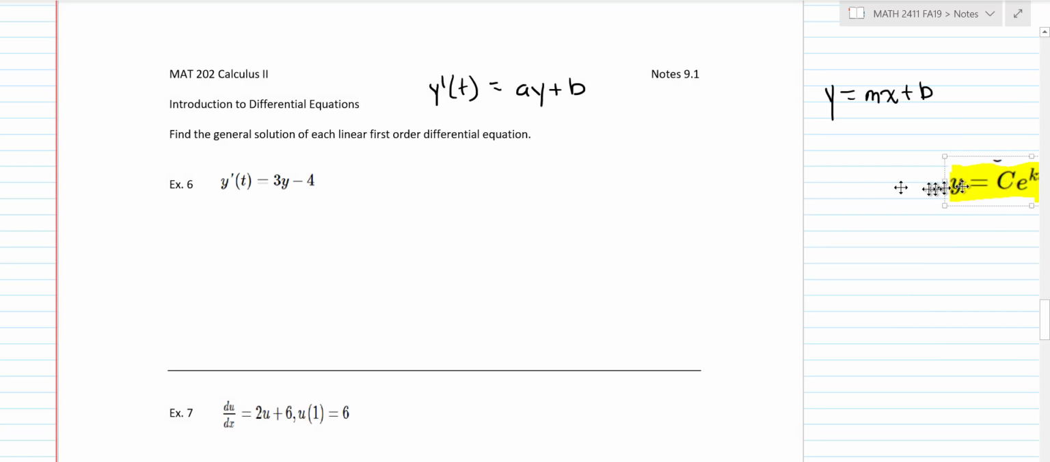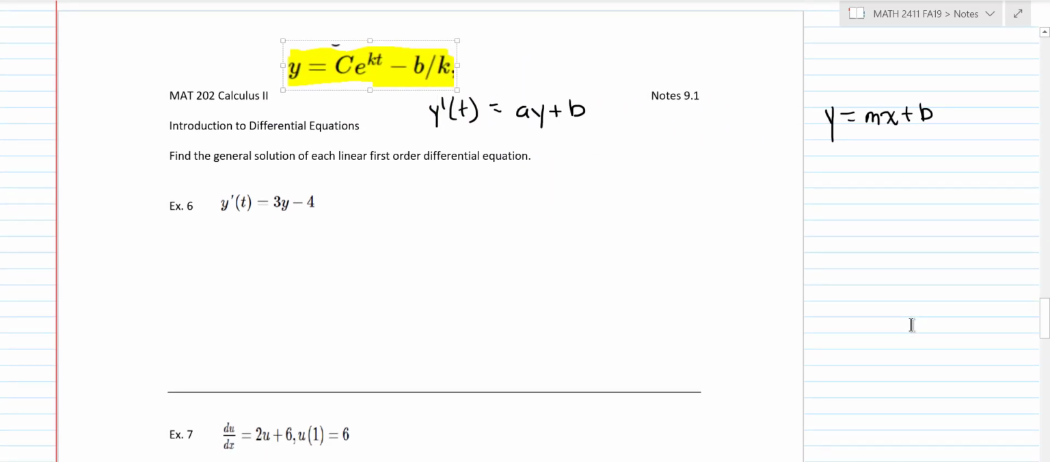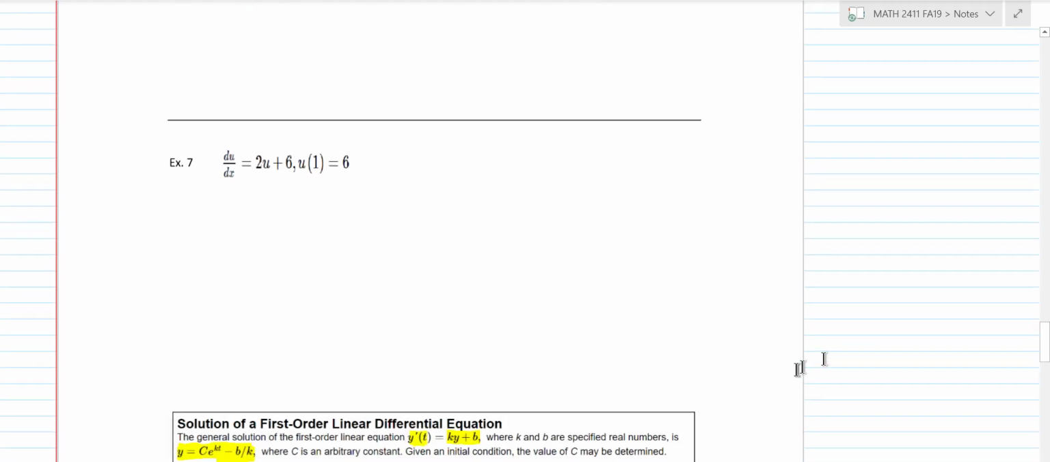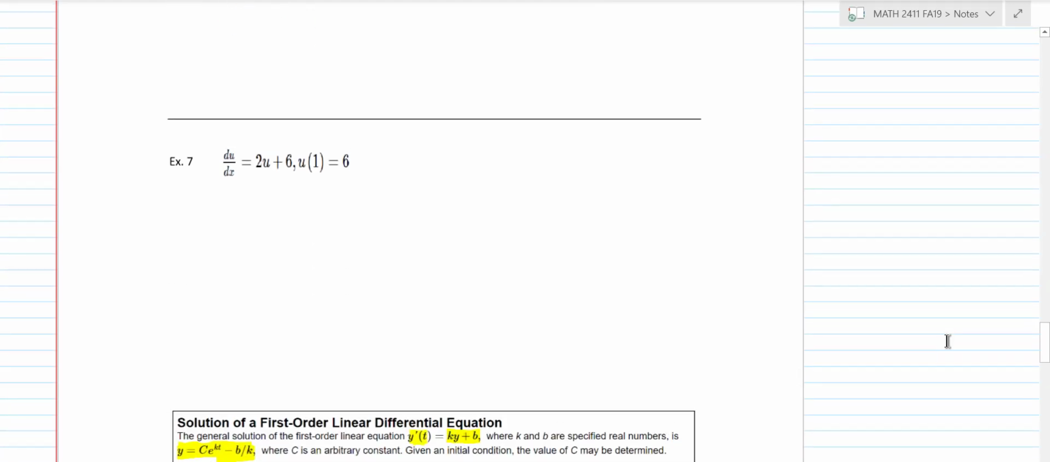Here's the formula. I'll just put that up here so you can refer to this as we go through these problems. Basically, the idea is, and again, if you go down and look at this, it's ky plus b.